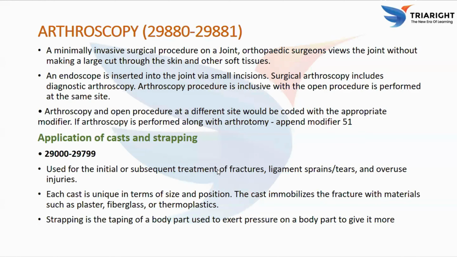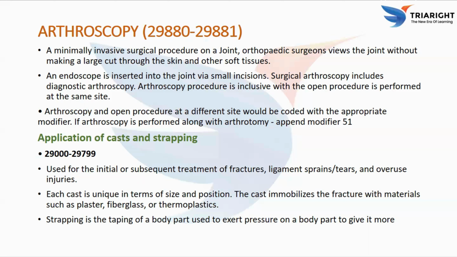So what is arthroscopy? It's a minimally invasive joint surgery. The surgeon inserts an arthroscope, nothing but a camera, through small incisions. It is used to look inside the joint and also to treat problems. What are the common joints for arthroscopy? Knee, shoulder, ankle and wrist. Arthroscopy is both diagnostic and surgical. If a diagnostic arthroscopy is done first and then a surgical arthroscopy is performed, the diagnostic arthroscopy is included. It is not coded separately.